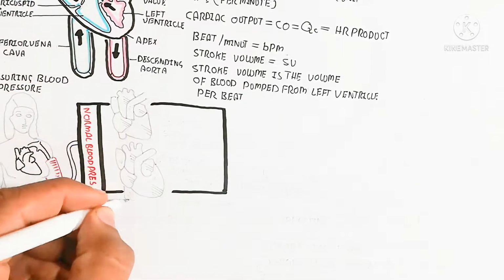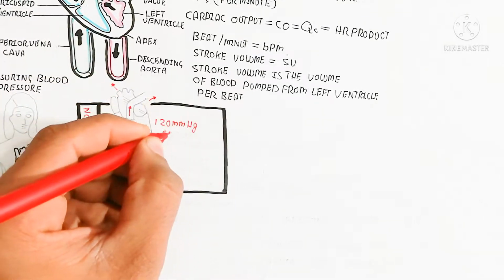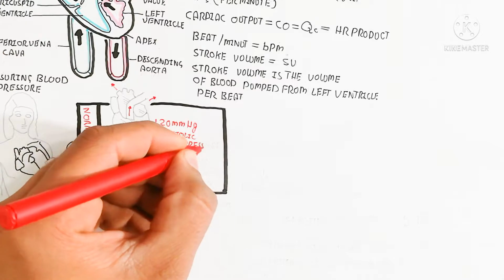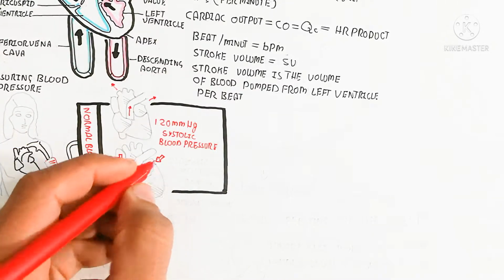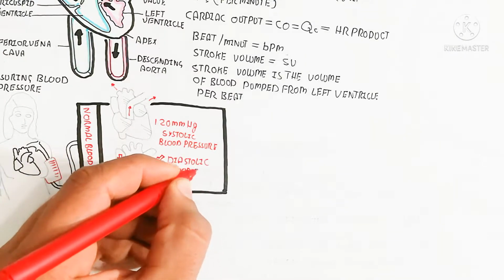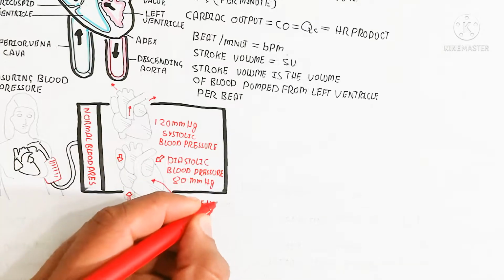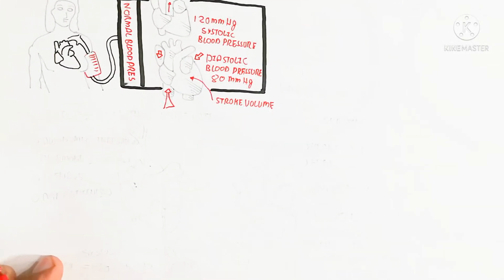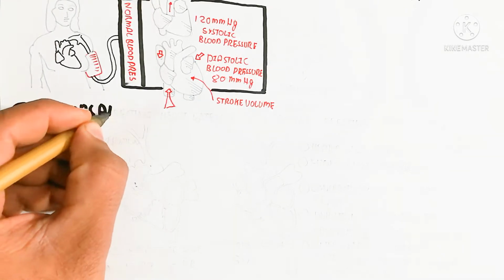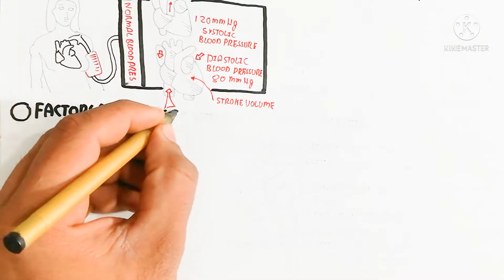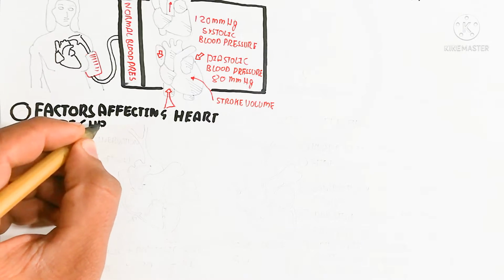The contraction of the heart leads to 120 millimeters of mercury blood pressure due to the strong contraction, and the aortic arch has a higher blood pressure, and further going on to the arteries and arterioles the blood pressure decreases. Remember that. On the other hand, the diastolic blood pressure is 80 millimeters of mercury because of the dilation of the heart. During the dilation of the heart, the aortic arch contains less pressure.